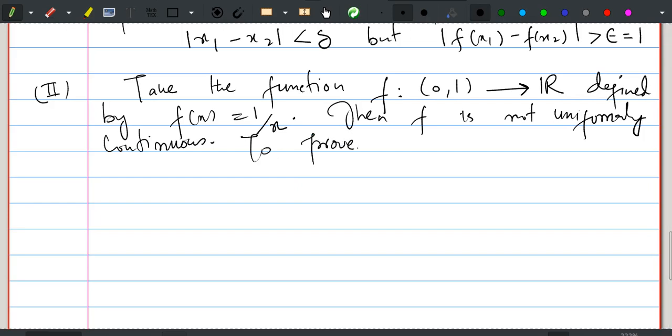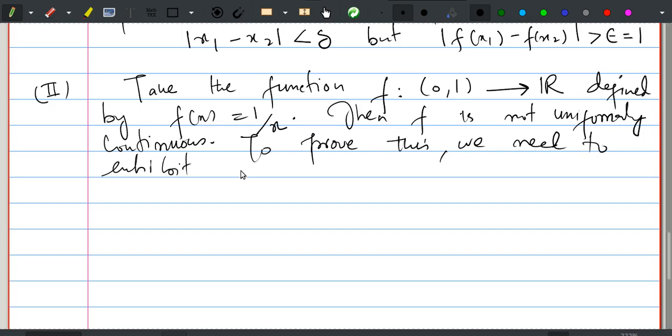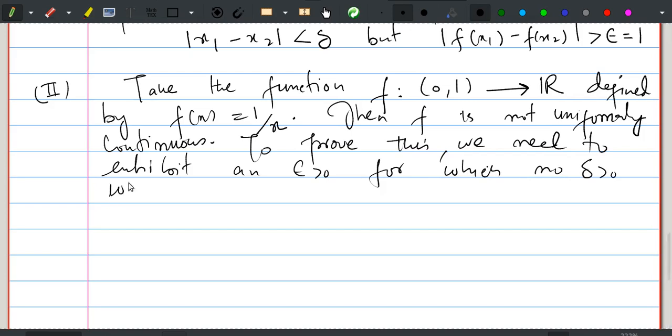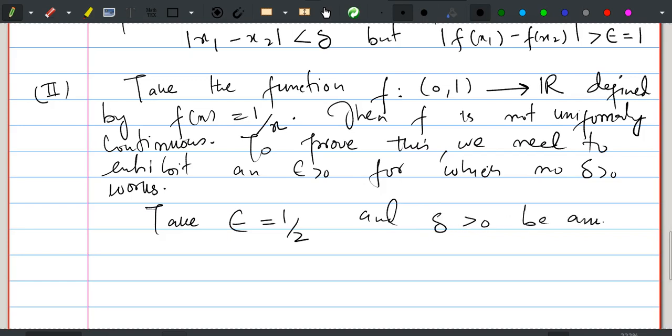To prove this, we need to exhibit an epsilon positive for which no delta positive works. Let us take epsilon to be equal to 1 over 2 and delta be any positive real number.